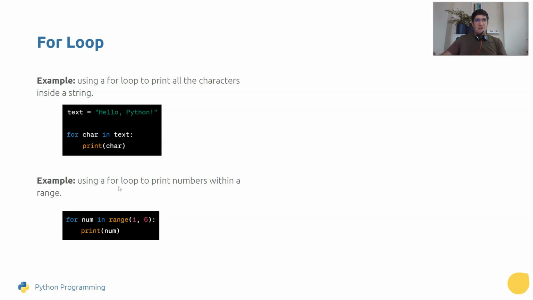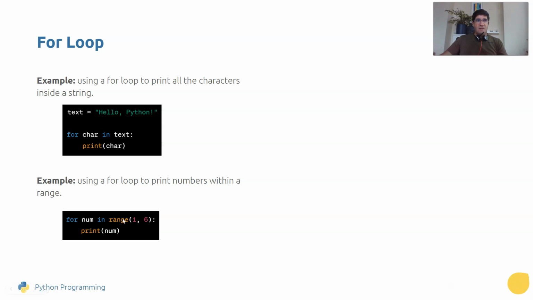Another example, using a for loop to print numbers within a range. So range is really important. This is a function that generates a range of numbers, and you can pass a start and end, and it will generate numbers from the start up to the end. So in this case, it will generate the numbers 1, 2, 3, 4, 5. The last number, which is 6, will be excluded.